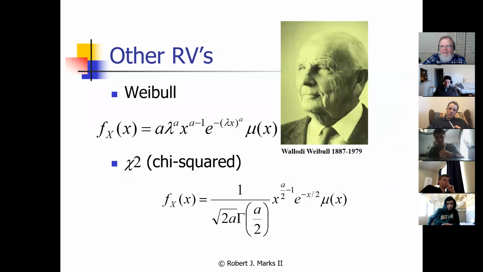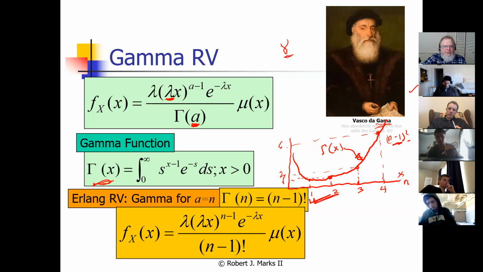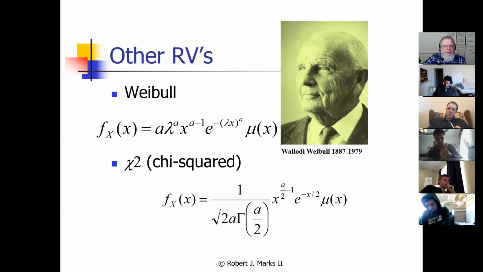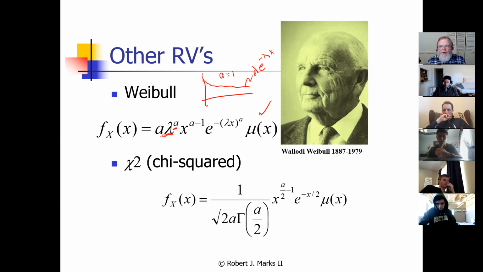And again, in general, it's not too impressive, but we'll look at some special cases of this later. There's a Weibull random variable, used quite a bit in reliability. It's kind of a generalization of the exponential, and it has two parameters, a lambda and an a. And you can see for a equal to 1, it's just lambda e to the minus lambda x. So for a equal to 1, the Weibull random variable is equivalent to the exponential random variable.